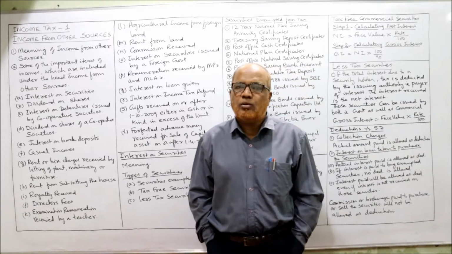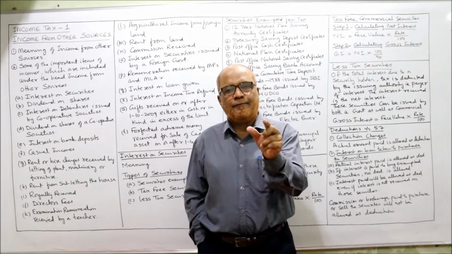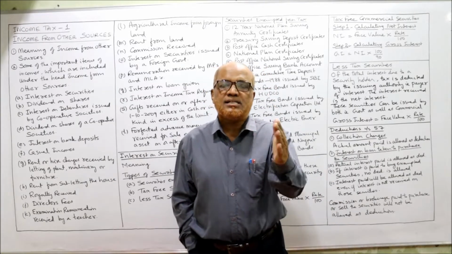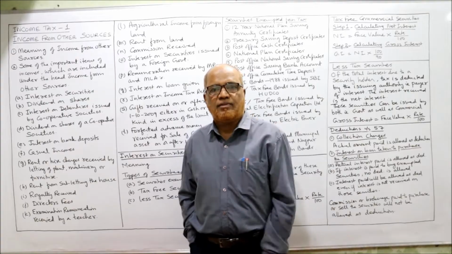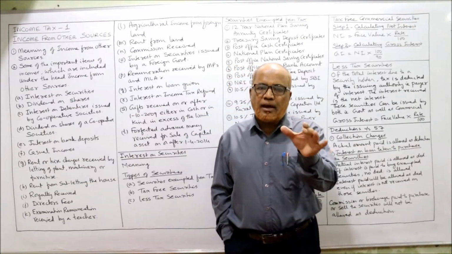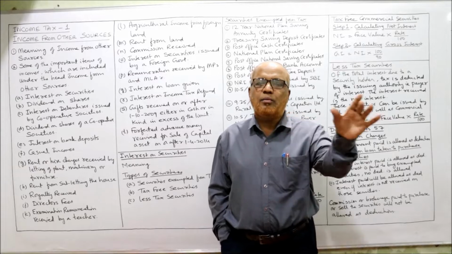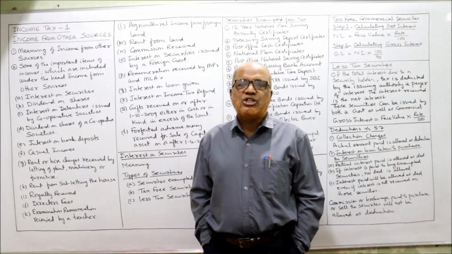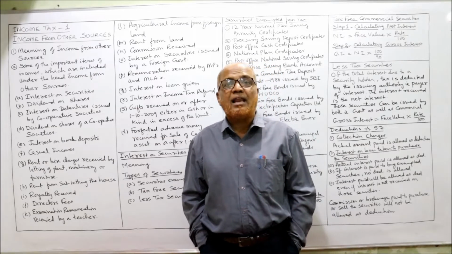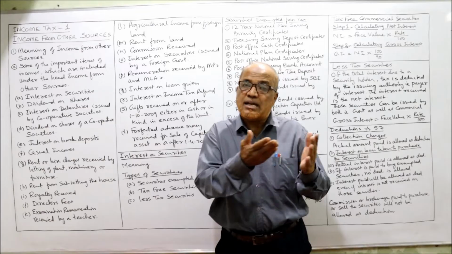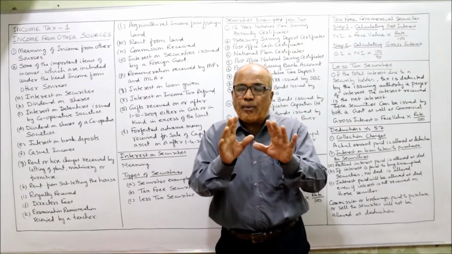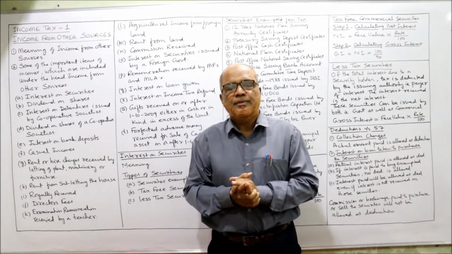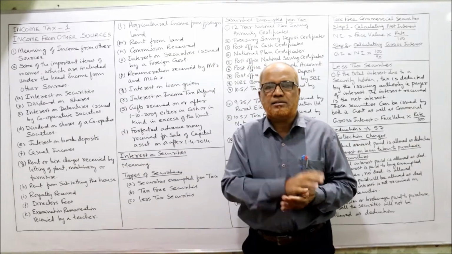So what is the test we have to apply? First of all, for income from salary, there should be an employer-employee relationship, a master-servant relationship, between the payer and the receiver. If there is an employer-employee relationship, then only it will be treated as income from salary. Example: if a person is a lecturer in a college, he is getting salary from the college. That salary is taxable under income from salary, because there is an employer-employee relationship between the college and the lecturer.